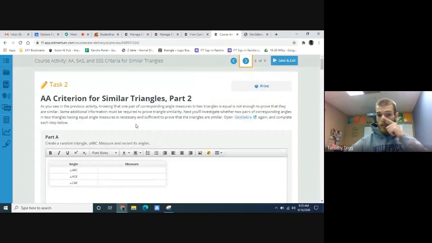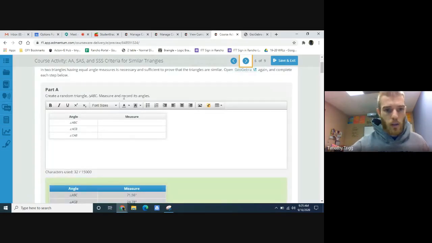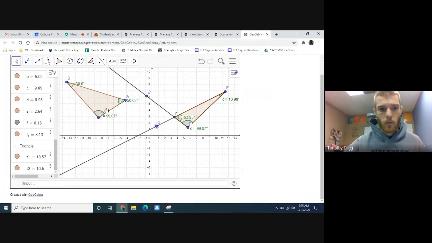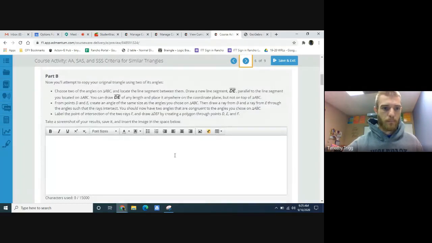AA criterion for similar triangles, part 2. Create a random triangle ABC, measure and record its angles. I'm just going to use the same triangle ABC. You can produce a new triangle if you want, but I'm going to use the same one. So I'm going to use those same numbers, and you would put them on this. Whatever the angle measures you have, you're going to put them there.